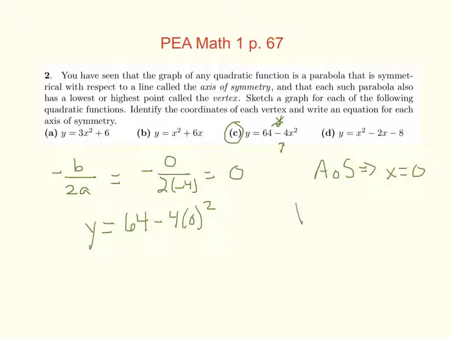And then we plug that back in to y equals 64 minus 4 times 0 squared. So our vertex is at, let's see, 64, that's 0 squared is 0, times 4 is 0, so that would equal 64. So our vertex is at 0, comma 64.